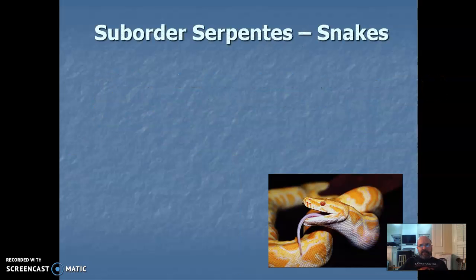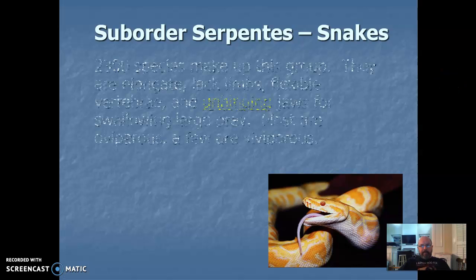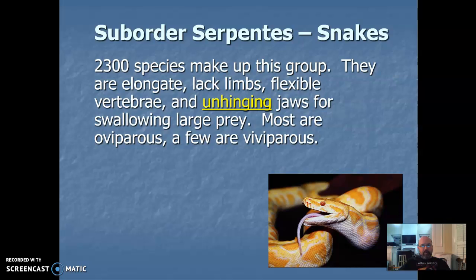Suborder Serpentes, the snakes. So this group, also squamates, 2,300 species make up this group. They're elongated, they lack limbs, they have flexible vertebrae, and unhinging jaws for swallowing large prey. Most are oviparous, laying eggs, and a few are viviparous, meaning they give birth to live young.